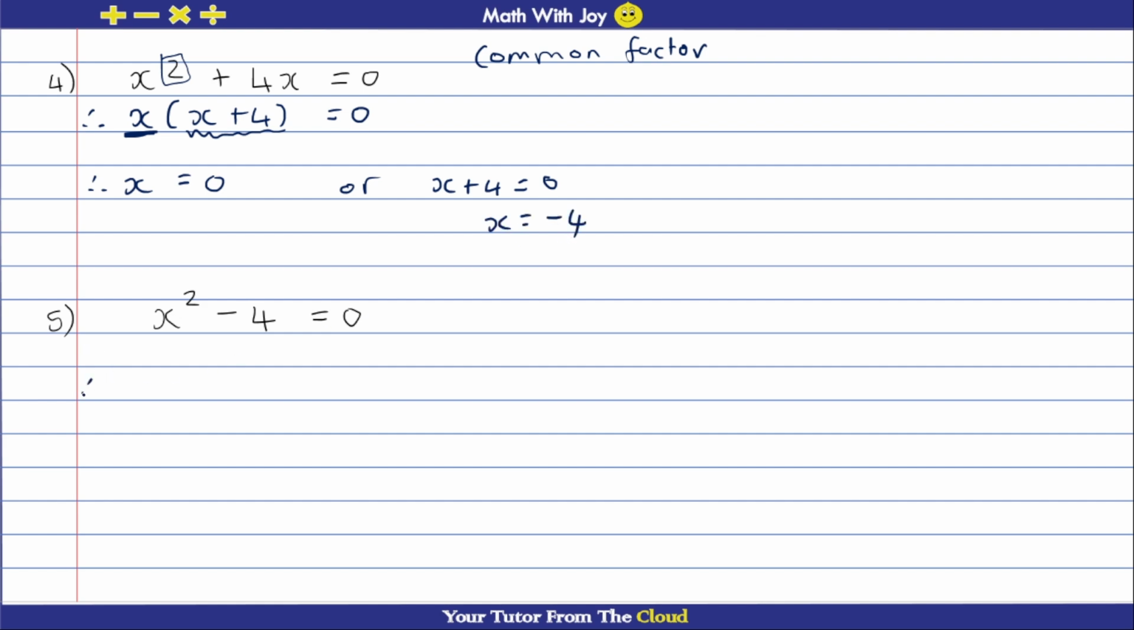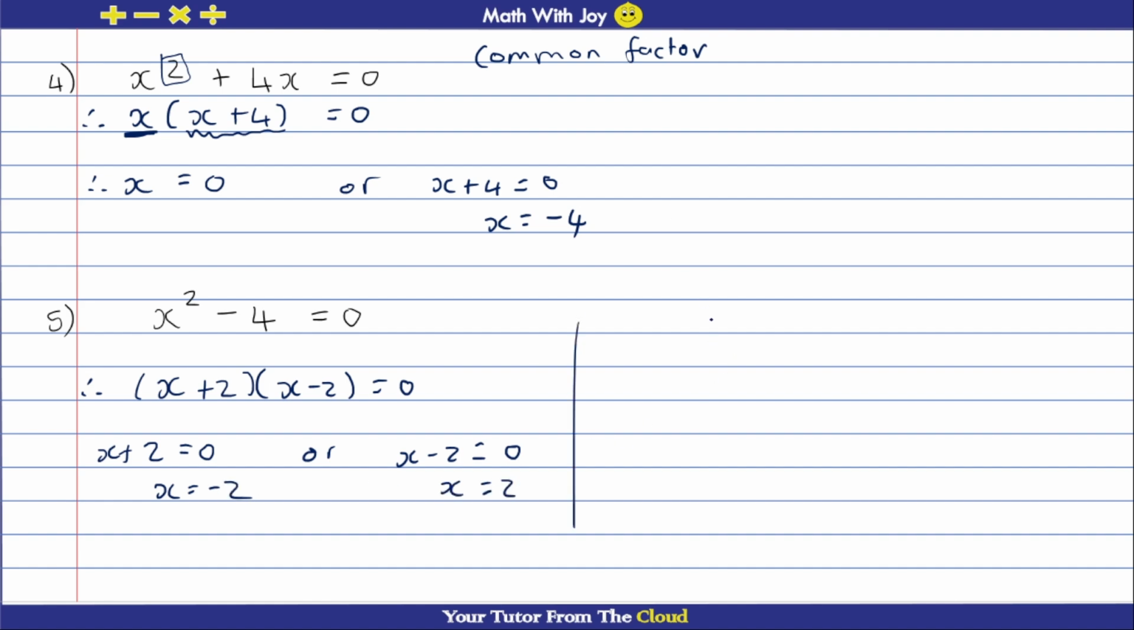Again, here in this question, it is a quadratic equation. To solve this, I can factorize. It's a difference of two squares. x plus 2, x minus 2 equals 0. It's factorized. x plus 2 equals 0, or x minus 2 equals 0. So then x equals minus 2, x equals 2.